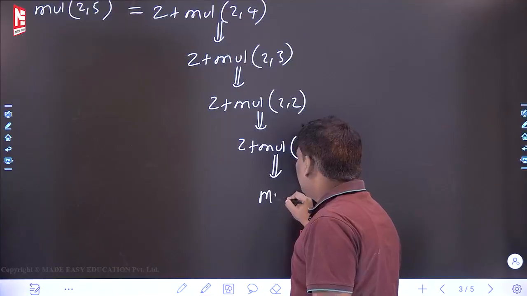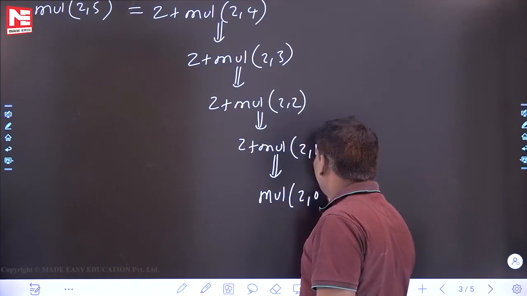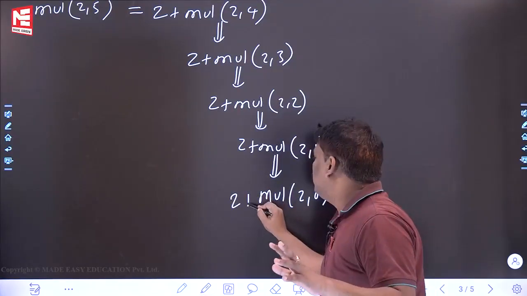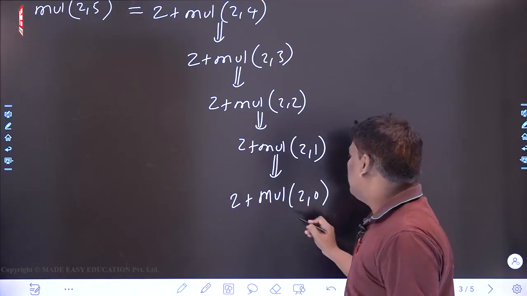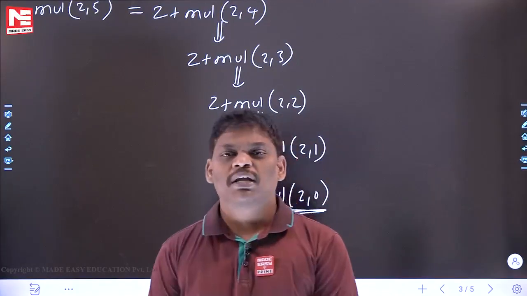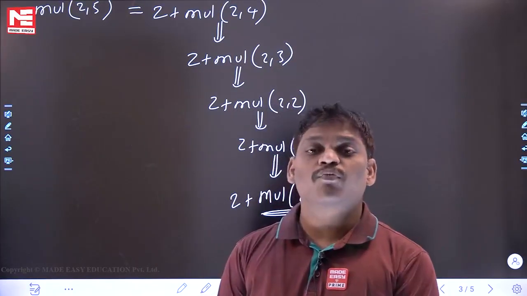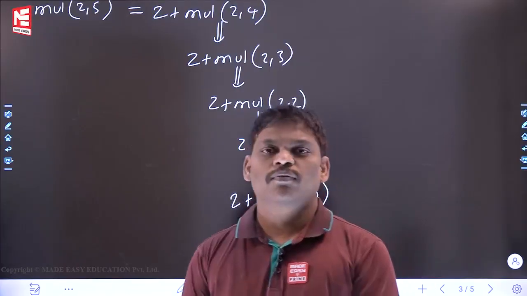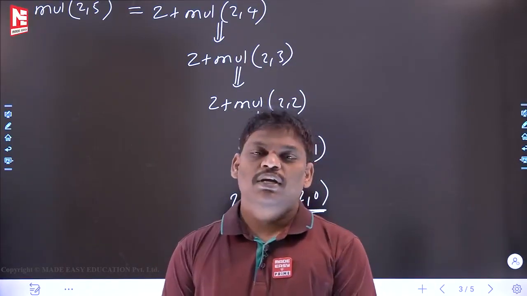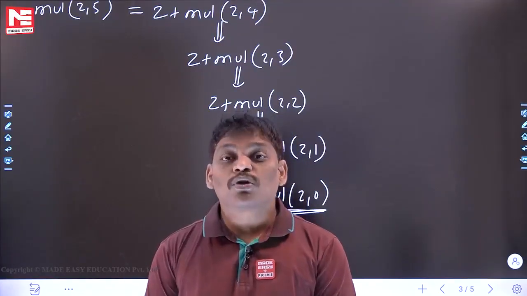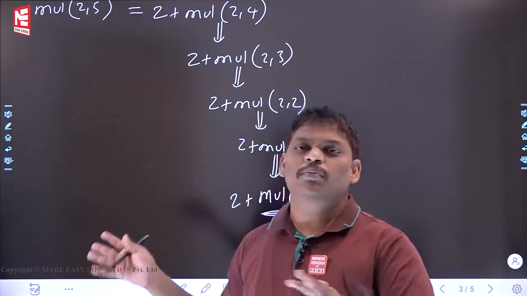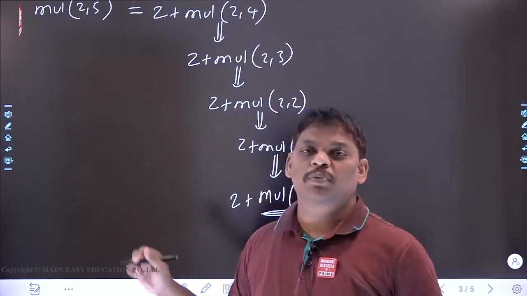What is the answer? Multiplication of 2 comma 0. 2 plus multiplication of 2 comma 0. I think here you can stop. Everyone knows that whenever you are doing multiplication of two numbers, if one number is 0, the answer is 0. I want to multiply m comma n; if m is 0, answer is 0, if n is 0, answer is 0, if both are 0, then answer is 0. This is the minimum thing which people should know.